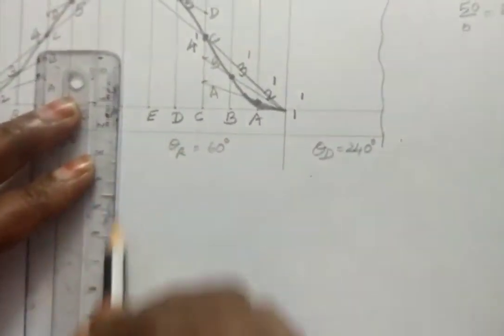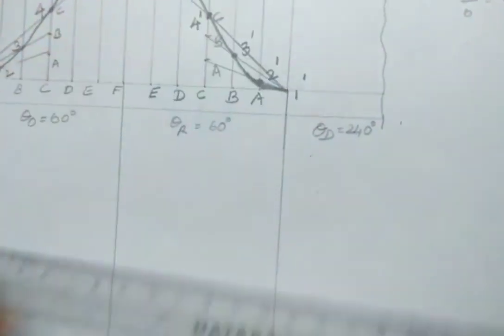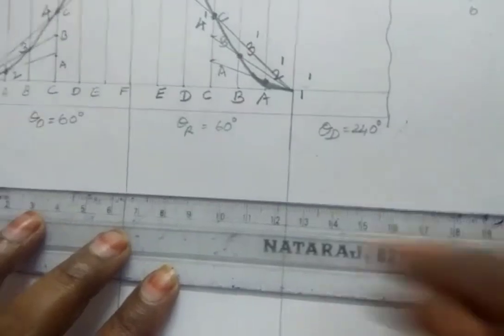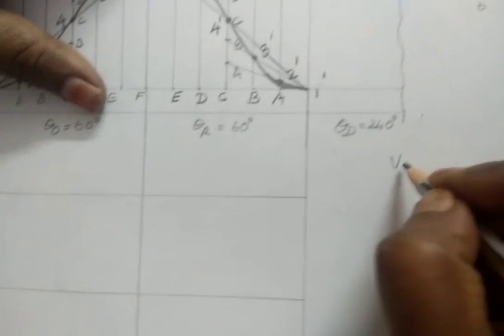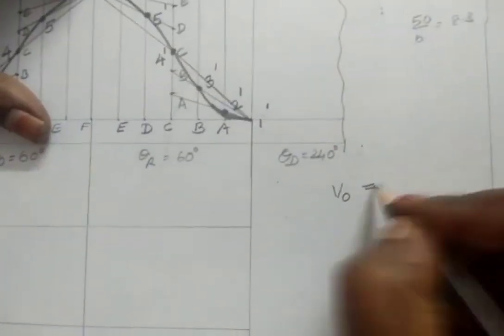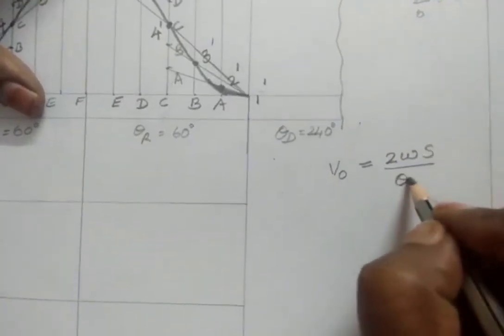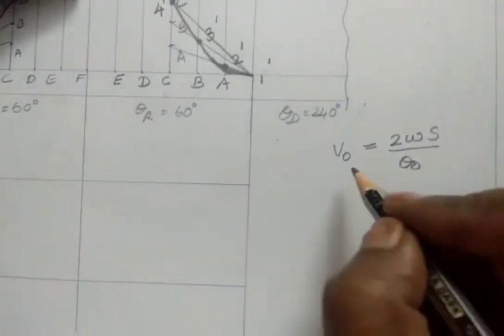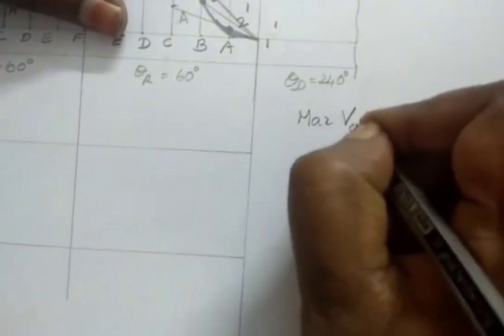So below this, you have to calculate your velocity and acceleration for this. So in the same line, you just represent. The maximum acceleration and maximum velocity you need to calculate. There is a formula to find the maximum velocity. So V naught is 2 omega S by theta naught, to find V maximum for the outward stroke.